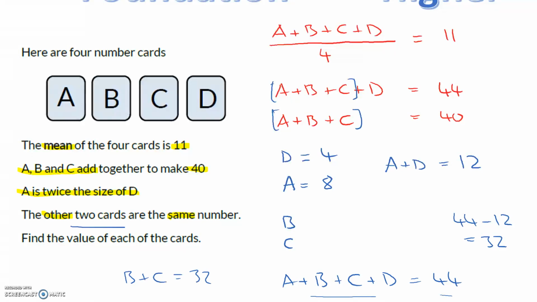But we know that these 2 cards are the same number. So if we do 32 divided by 2, because they're both the same number, B must be 16 and C must be 16.